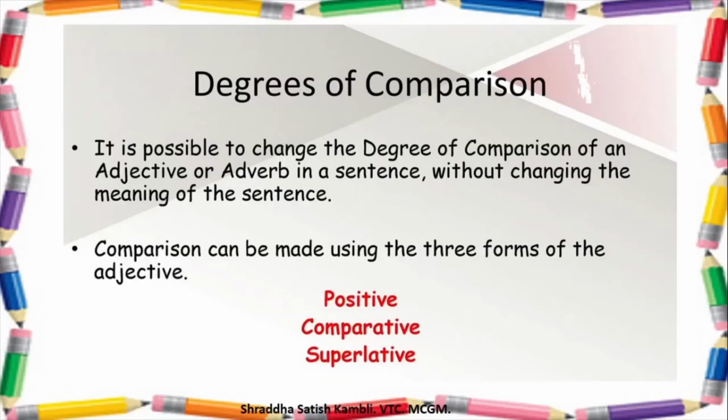So what is a degree of comparison? It is possible to change the degree of comparison of an adjective or an adverb in a sentence without changing the meaning of the sentence. So how can you make this kind of comparison? How can you make these kinds of changes? These comparisons can be made using the 3 forms of the adjective. That is the positive form, the comparative form and the superlative form.